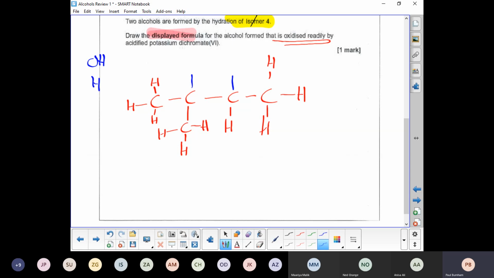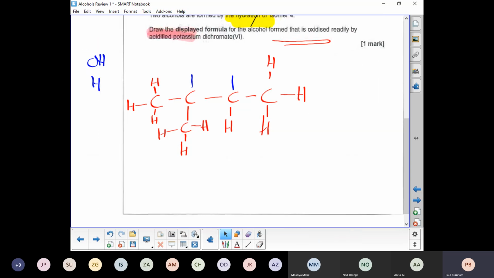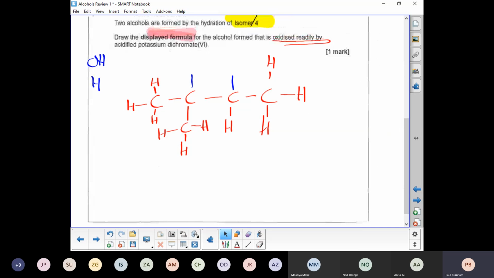So the options I've got, of course, is to put these groups in certain places. And that's what I would do, is I would just consider where they would go. Now I could put the OH group in this position just here.